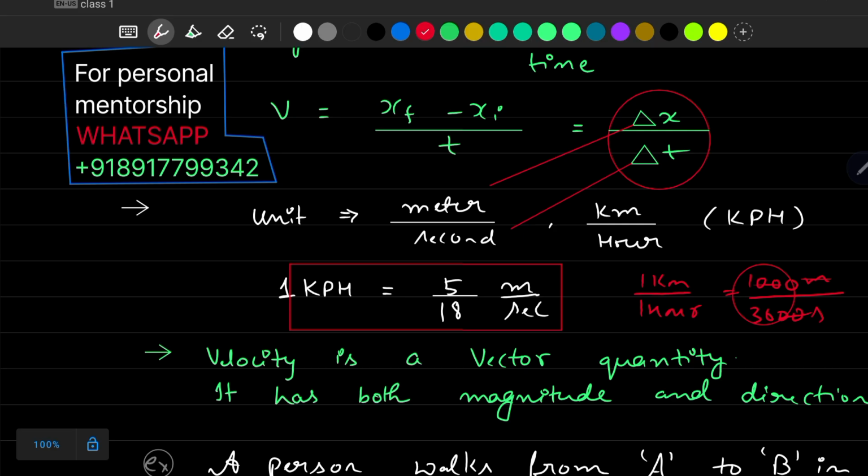Another fact, students, is that velocity is a vector quantity. Vector quantity means velocity has both magnitude and direction. So velocity is a vector quantity. It means it has both magnitude and direction.